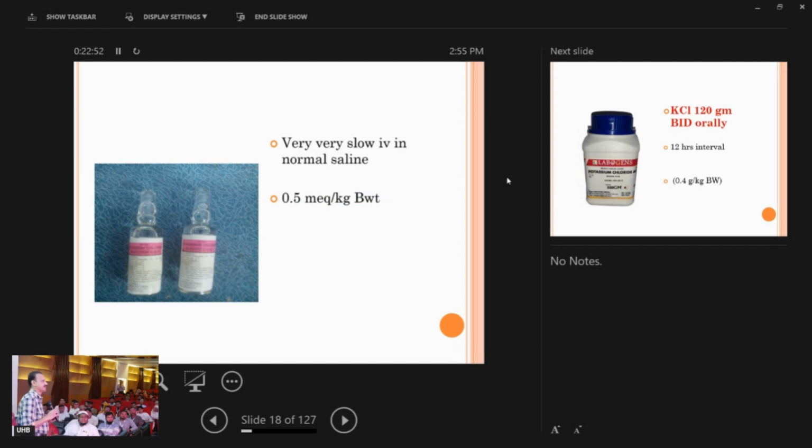See, IV preparation, this is a 10 ml ampule. Each ml contains 2.5 milliequivalent. The dose is 0.5 milliequivalent per kg body weight. For example, a 300 kg cow needs potassium supplement in 300 into 0.5. How much will it become? 150. So 150 milliequivalent you need. Each ml contains 2 milliequivalent, so you need 75 ml. You know the calculation, you need 75 ml.